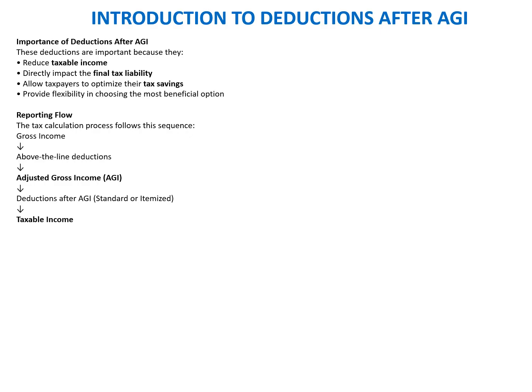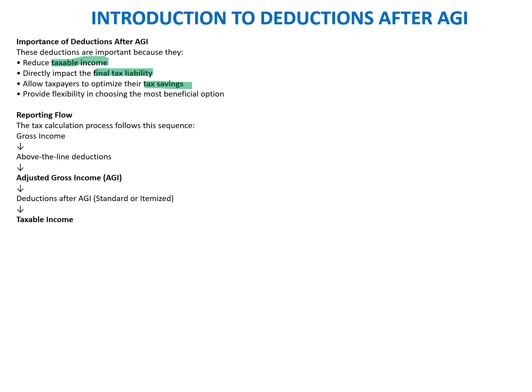Okay, so we'll understand the importance of deductions of the AGI, which we discussed as the two sets of deductions, which are standard deduction and itemized deduction. These deductions are important because they reduce the taxable income, directly impact the final tax liability of an individual, and allow the taxpayer to optimize the tax savings. It also provides flexibility in choosing the most beneficial option, whether it is standard deduction or itemized deduction.